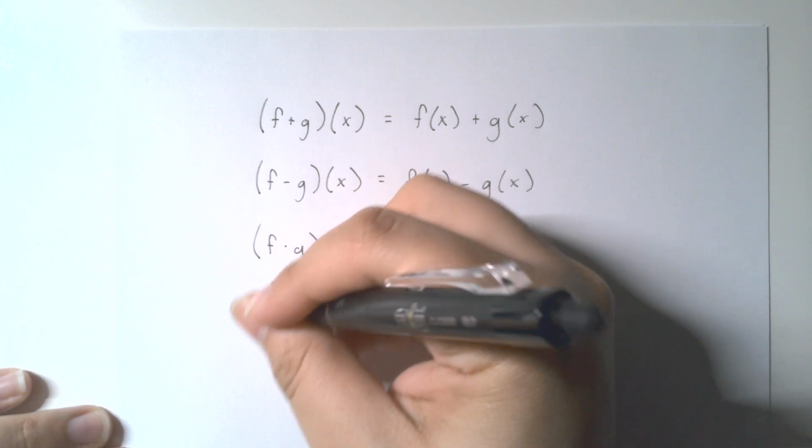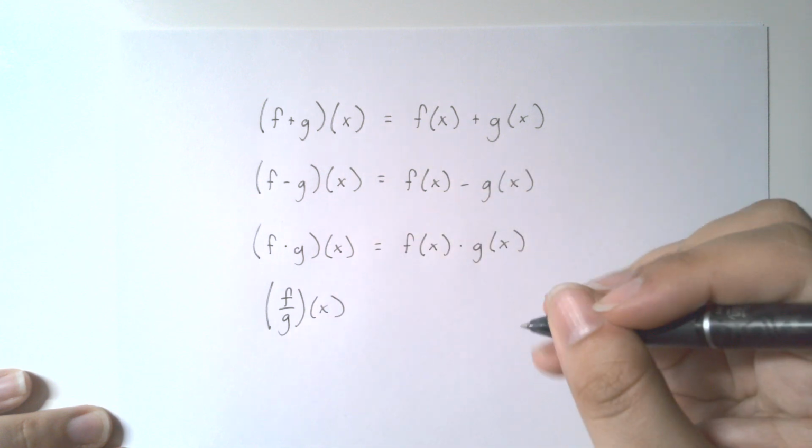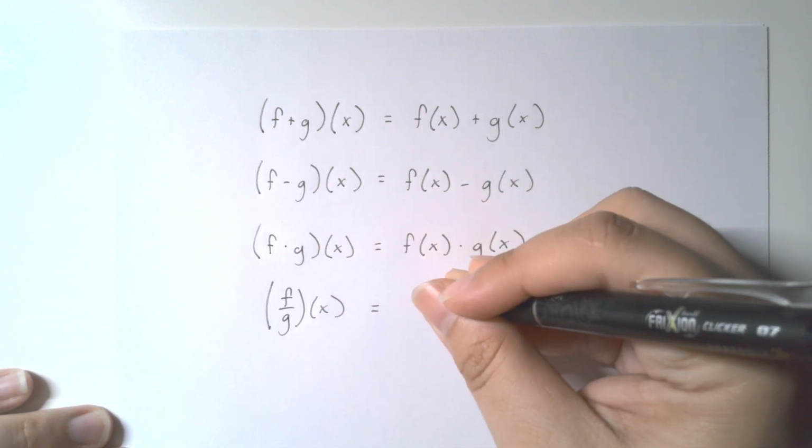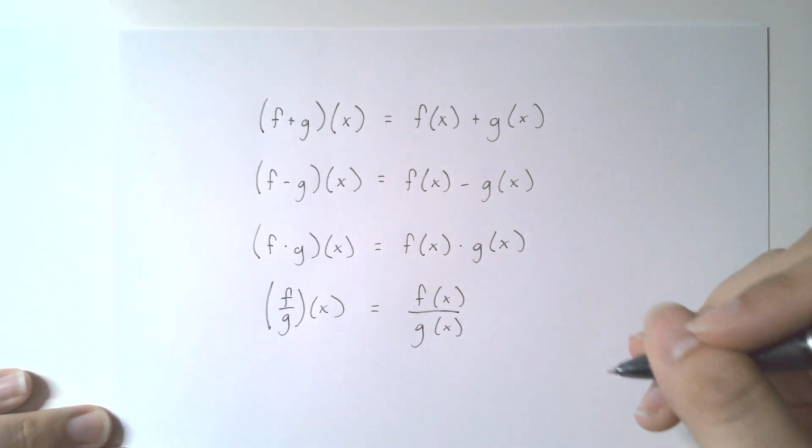We can also do division. So we have f over g of x, and this is going to be defined as f of x over g of x.